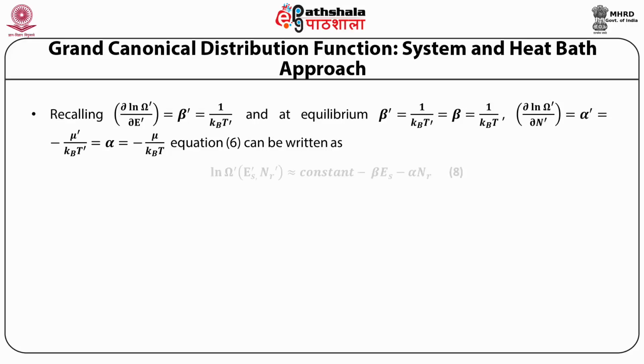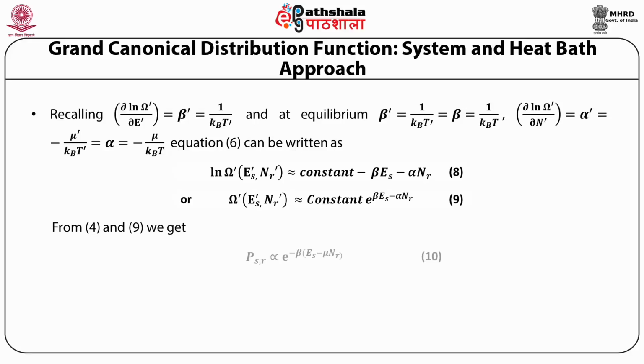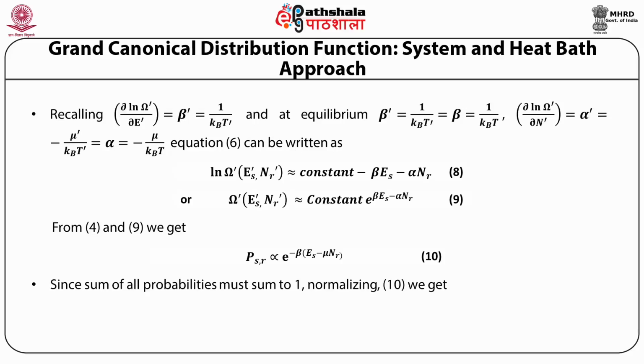Equation 6 can be written as log Ω'(E'S, N'R) approximately equal to constant minus βEs minus αNr, or Ω'(E'S, N'R) approximately equal to constant times e raised to the power minus βEs minus αNr. From 4 and 9 we get probability PSR proportional to e raised to the power minus β(Es − μNr). Since the sum of all probabilities must be 1, normalizing 10, we get PSR equal to e raised to the power minus β(Es − μNr) divided by the summation over S and R of e raised to the power minus β(Es − μNr), where the summation is over all the (Es, Nr) states which system A can take.